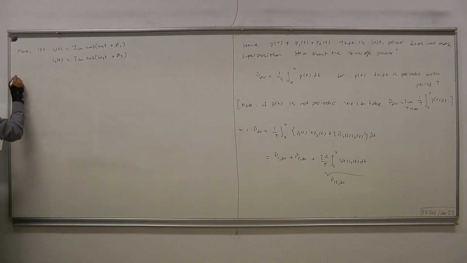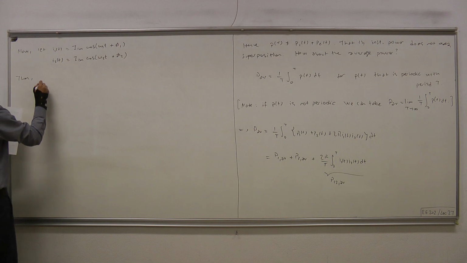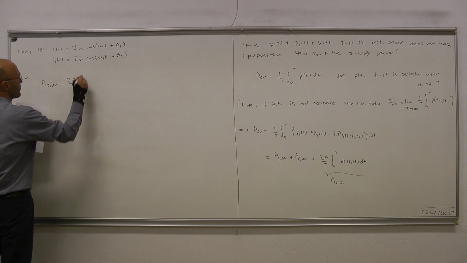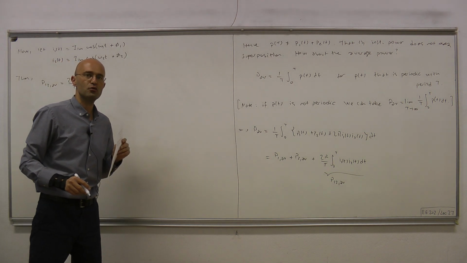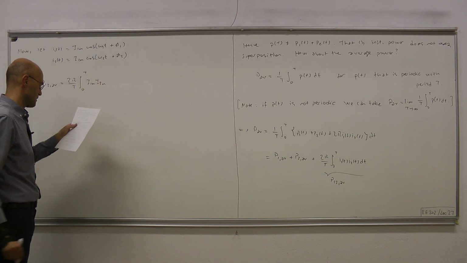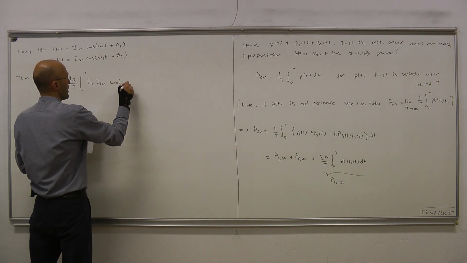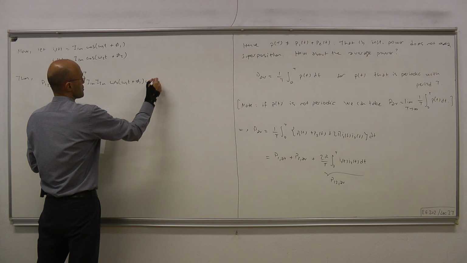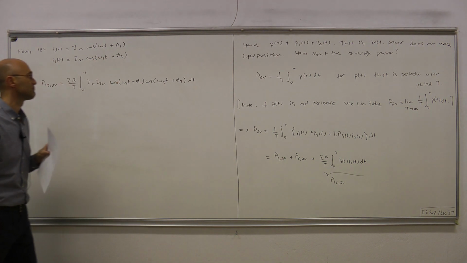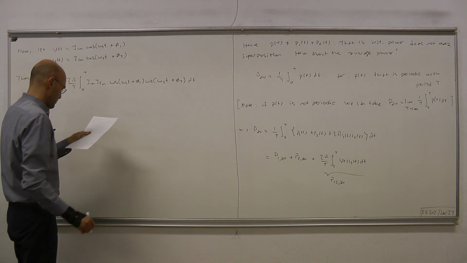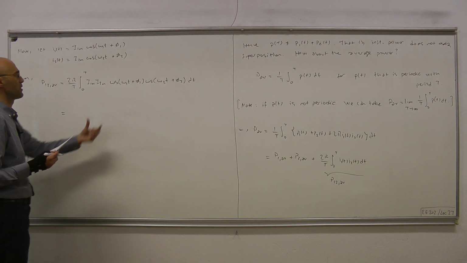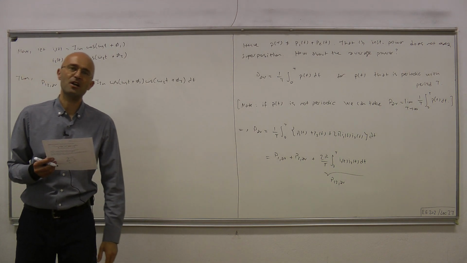Then we have P12 average, our cross term, equals 2R over T, and then we integrate the product of two cosines, I1m, I2m. These are positive constants, and cosine omega 1 t plus phi 1 times cosine omega 2 t plus phi 2 dt. Now let's apply the trigonometric identity that we used already in our previous lectures. Namely, we write the product of two cosines as a sum of two cosines.